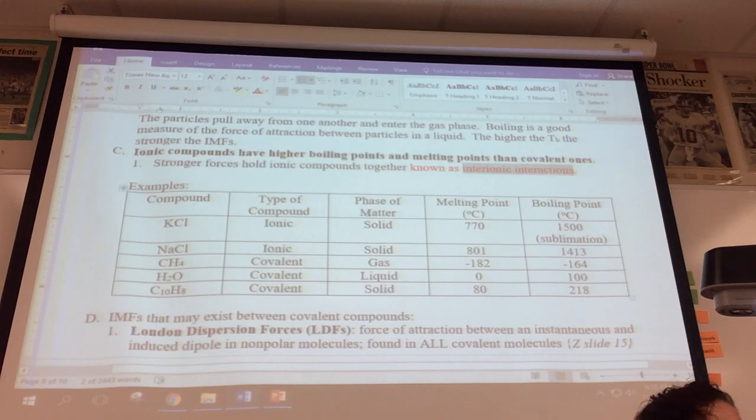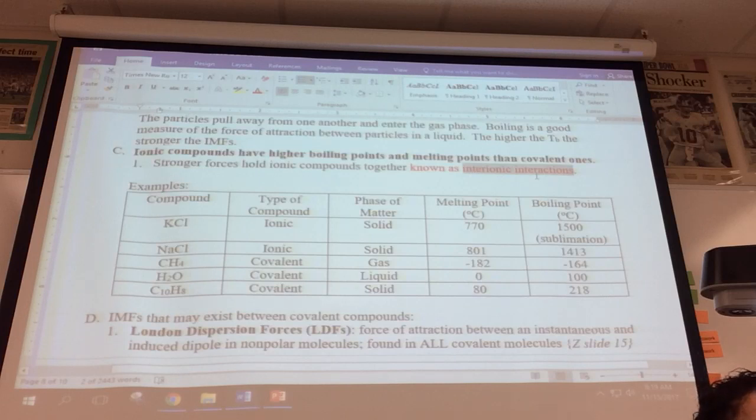In red, I didn't have that listed there. I've thrown it in now. Please add it to your notes. So the force of attraction between sodium chloride units is interionic interactions, not the force between a sodium ion and a chloride ion. Those are ionic bonds. But when you've got a whole bunch of sodium chloride there, you have interionic interactions, and they are very, very strong.